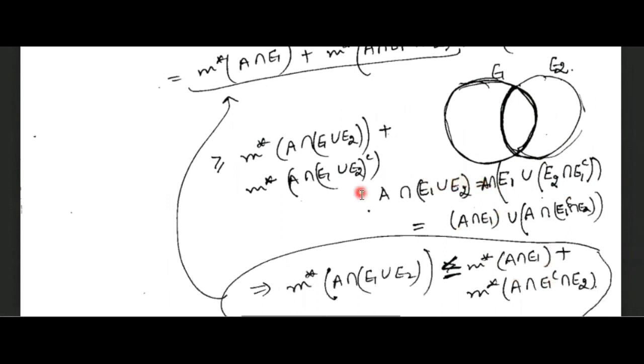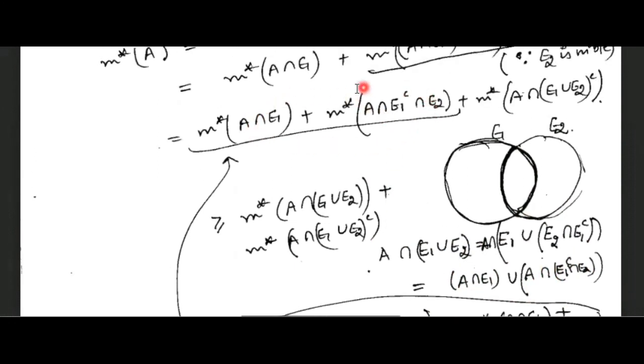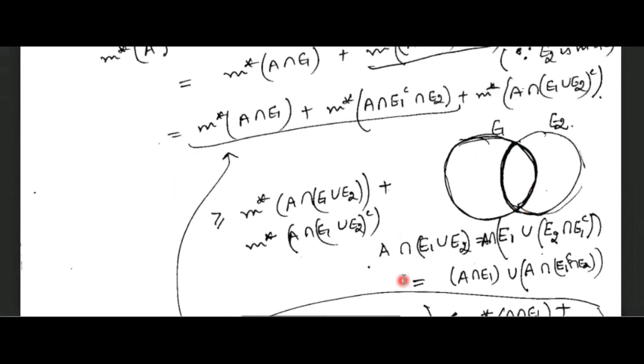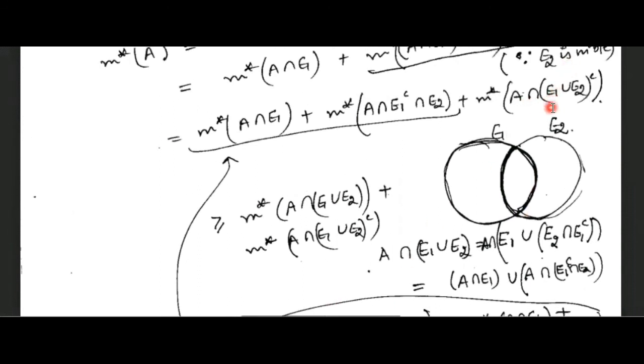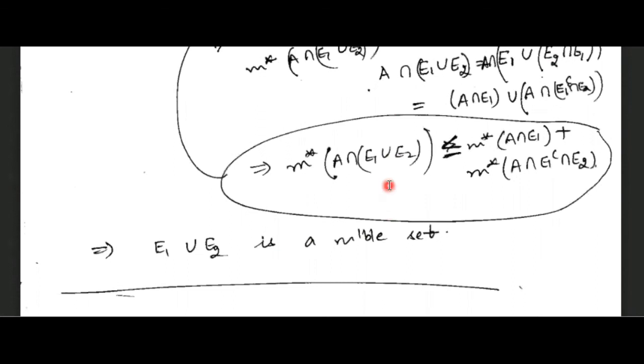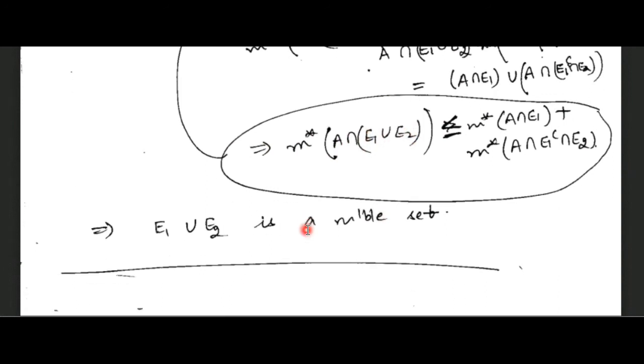So the outer measure of this will be less than or equal to this plus this. So we can replace this thing with the outer measure of A intersection E1 union E2, and on this side we get the outer measure of A intersection E1 union E2 complement. So for any set A, the outer measure of A is the same as the outer measure of A intersection E1 union E2 plus the outer measure of A intersection E1 union E2 complement, which implies that E1 union E2 is a measurable set.